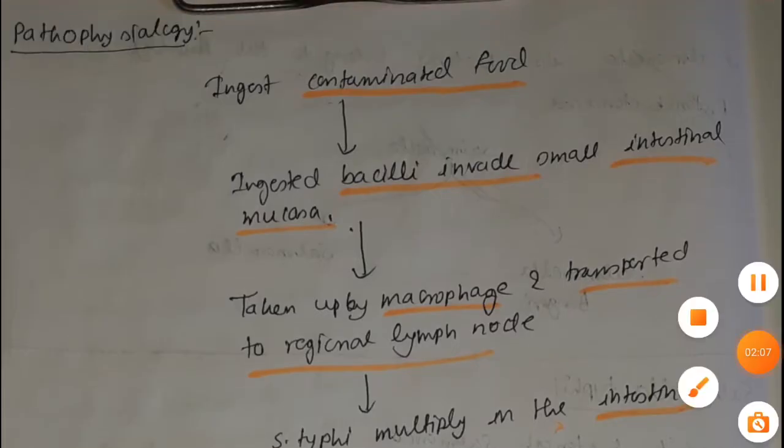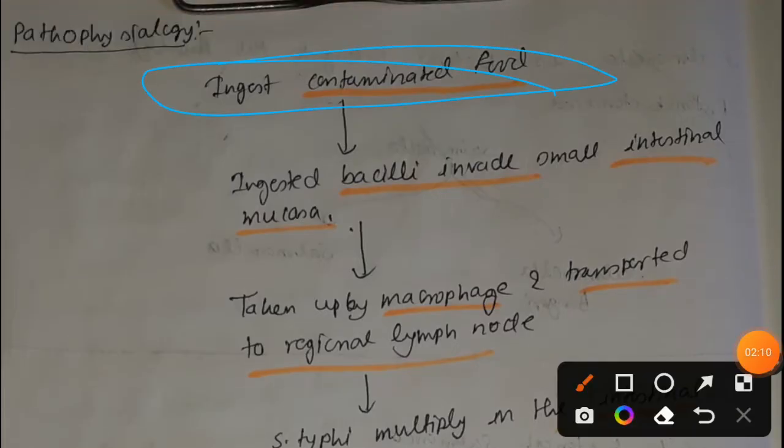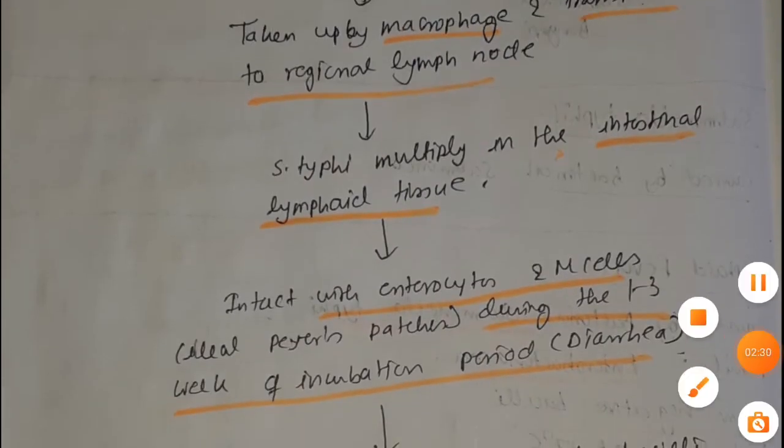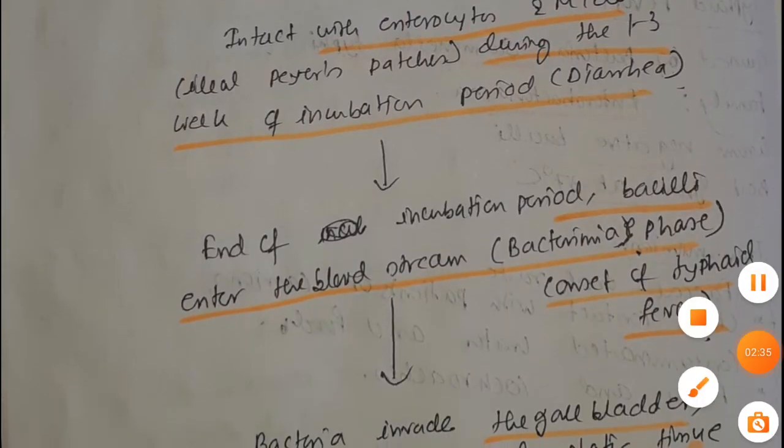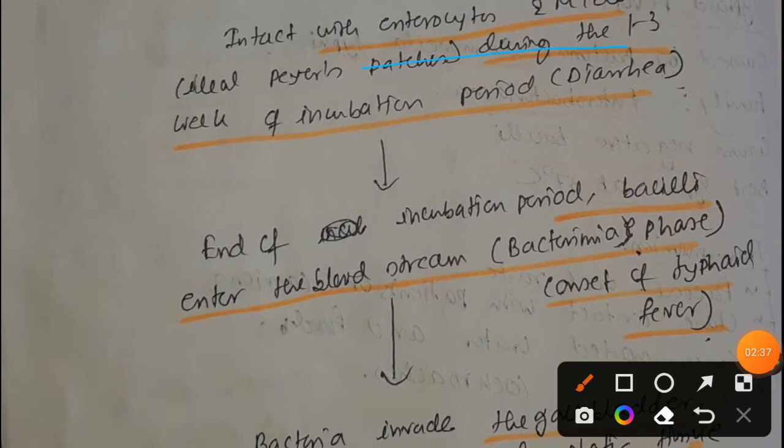So first it will enter our body via ingestion of contaminated food. Now those ingested bacilli will invade the intestinal mucosa. Then it will be taken up by the macrophages present in that mucosa and transferred to the regional lymph node. Now Salmonella typhi will multiply in those intestinal lymphoid tissues. They remain intact with enterocytes and M cells, ileal Peyer's patches, during the first to third week of the incubation period, which facilitates diarrhea.